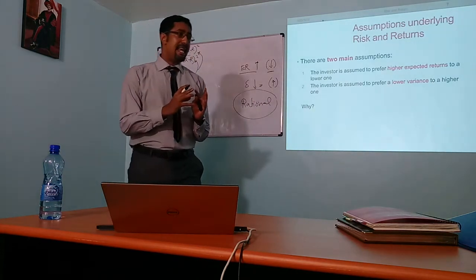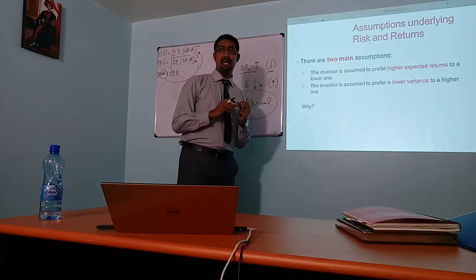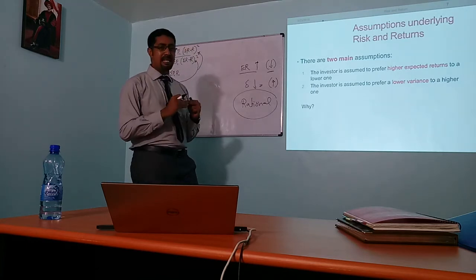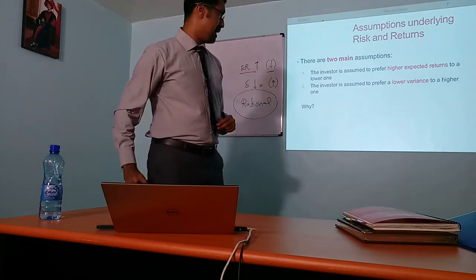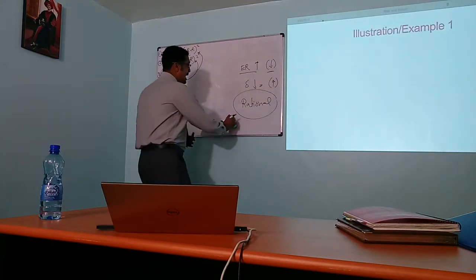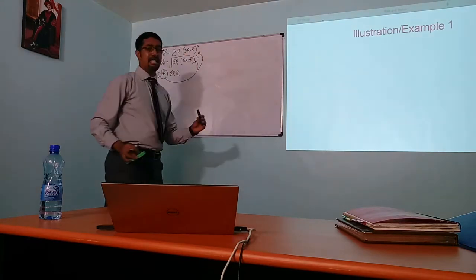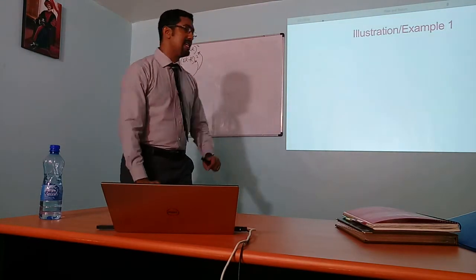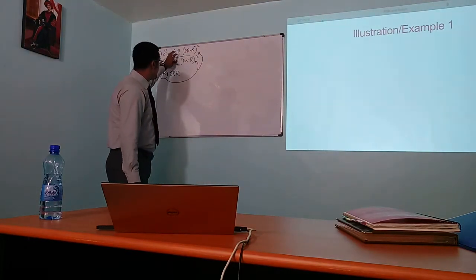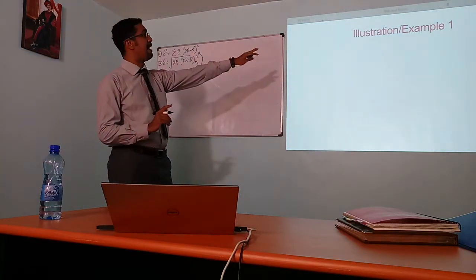We are rational. Human beings are rational. So we will see later on how we can dwell on these two assumptions and see which way we can make better financial or investment decisions. Now, let's look at an illustration. This illustration basically will enable us to calculate risk and returns for single securities. So this is the first part.